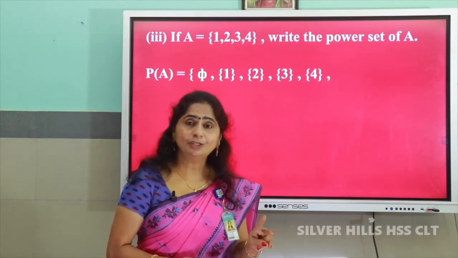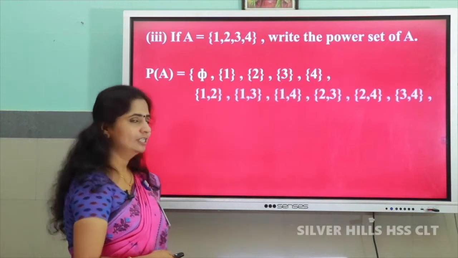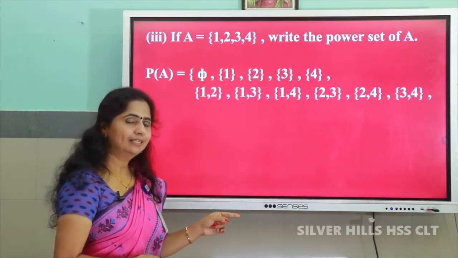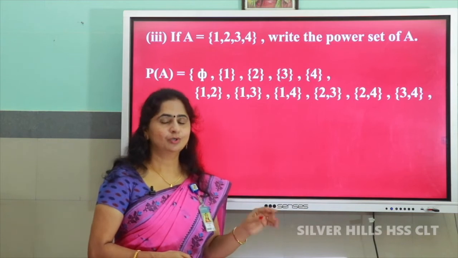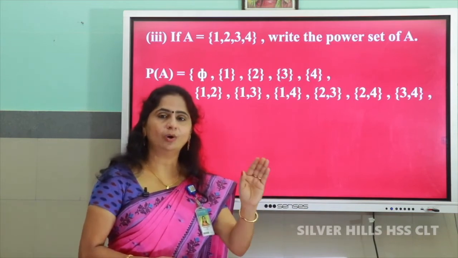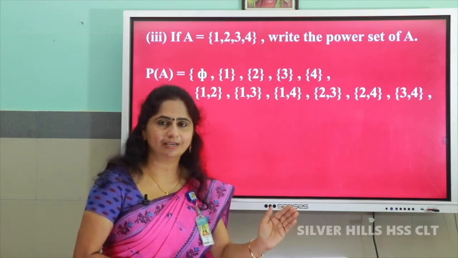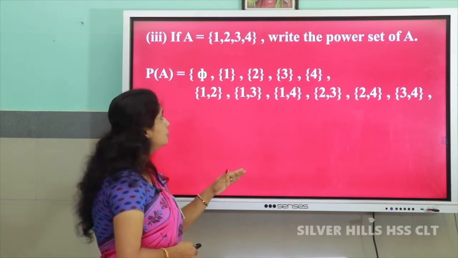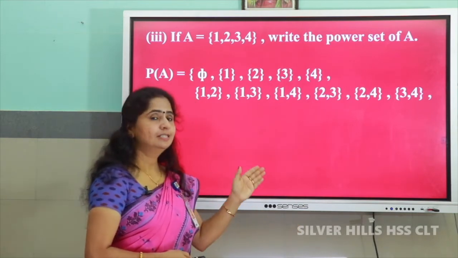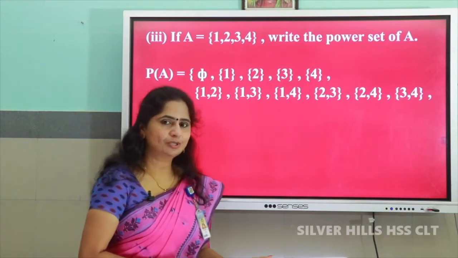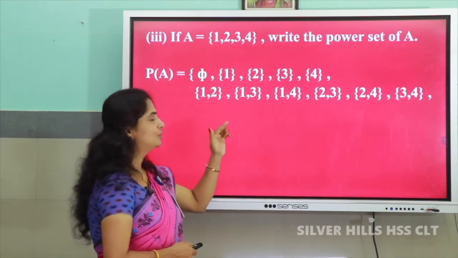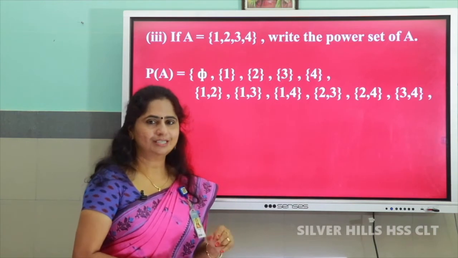Now, we are going to combine two elements: {1, 2}, {1, 3}, {1, 4}. So go in the systematic order, complete all possibilities with the elements starting with 1. Now come to 2: {2, 3}, {2, 4}. So with 2 also it is over. Next {3, 4}. So 2-element sets are over.